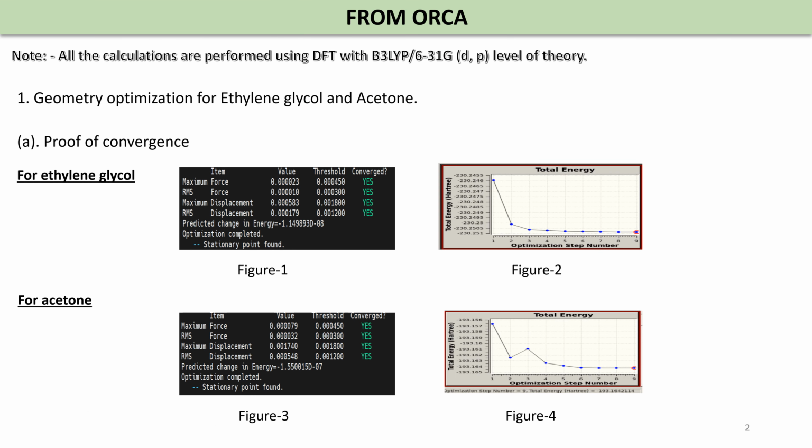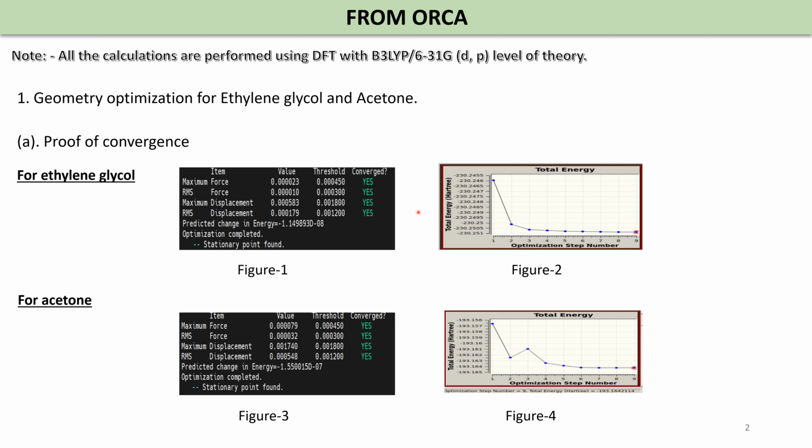So first I will discuss the assignment performed by Orca software, and all the calculations are performed using DFT with B3LYP 6-31G(d,p) level of theory. Let us start. First of all, we optimize the geometry for ethylene glycol and acetone. As we can see here in figure 1, this column converge yes.